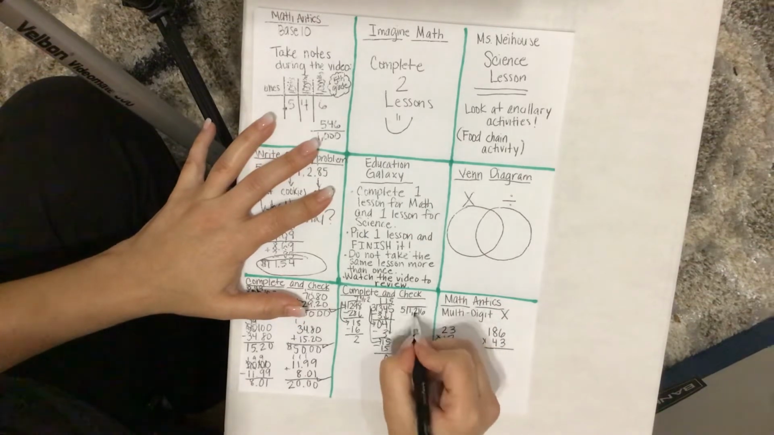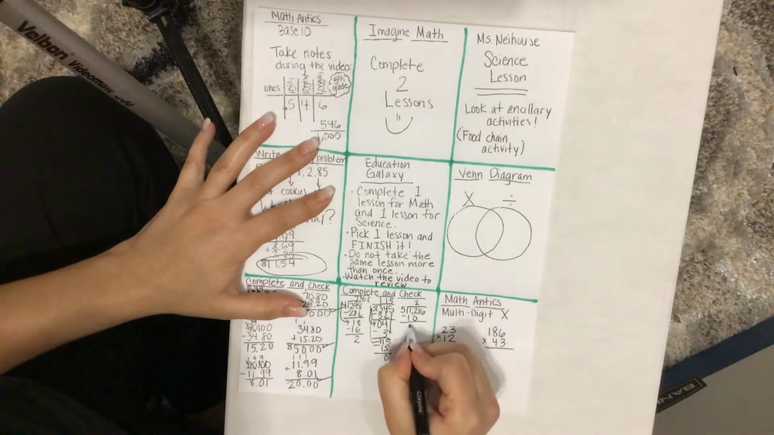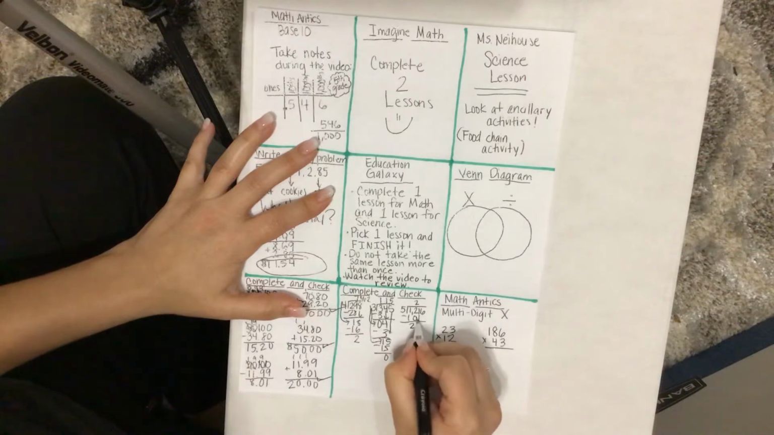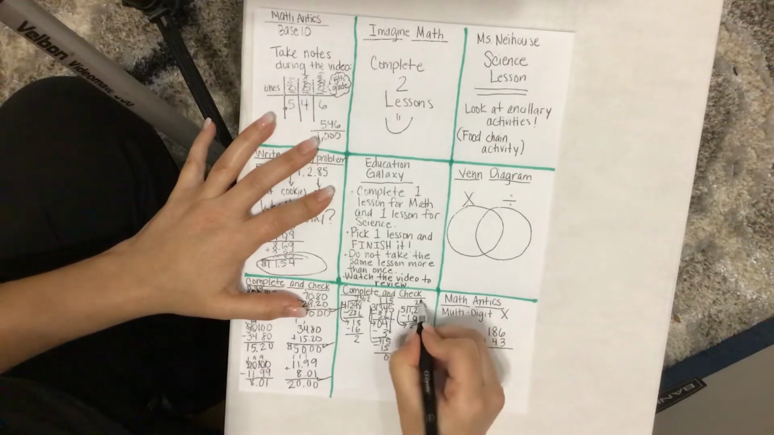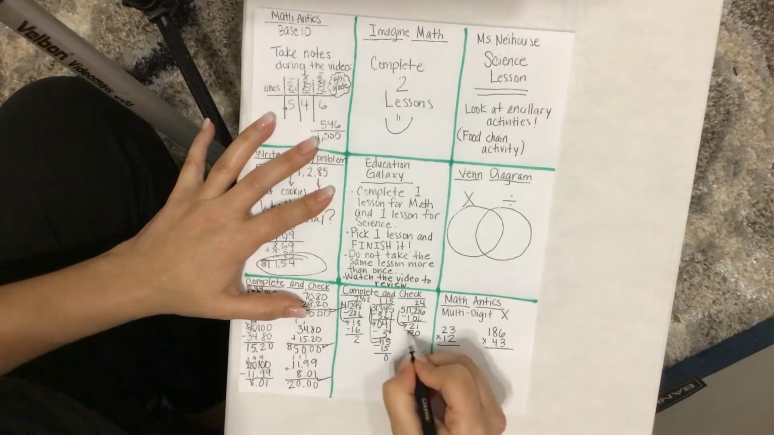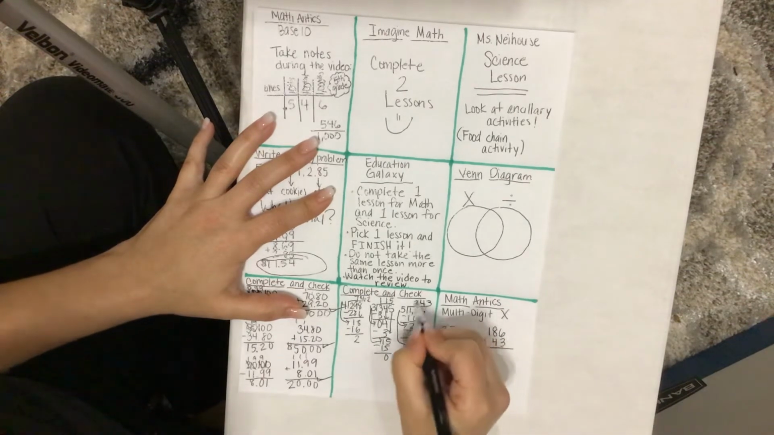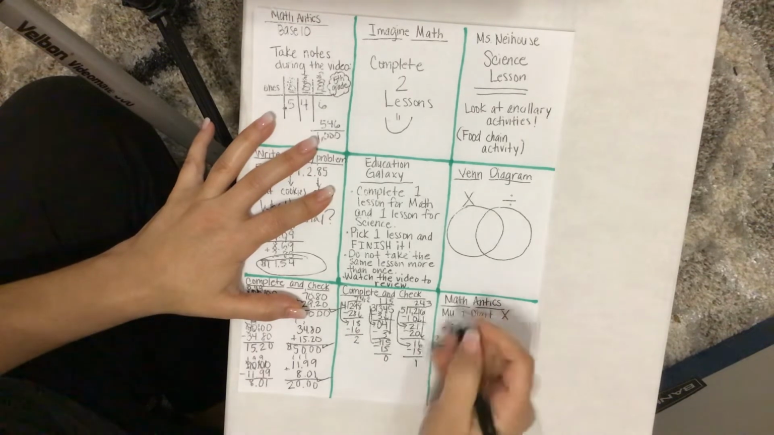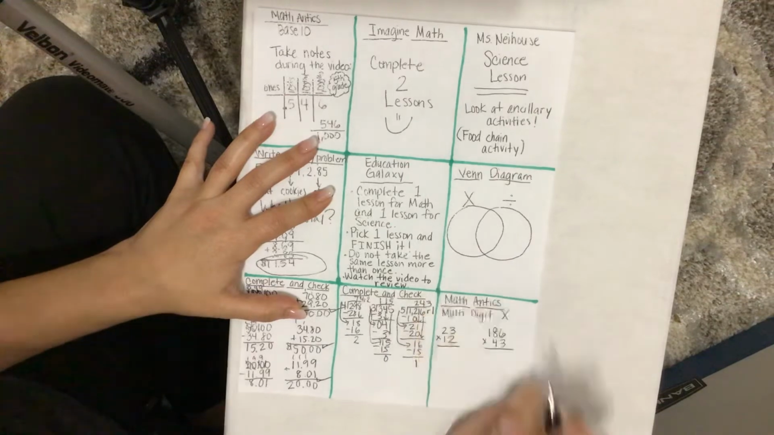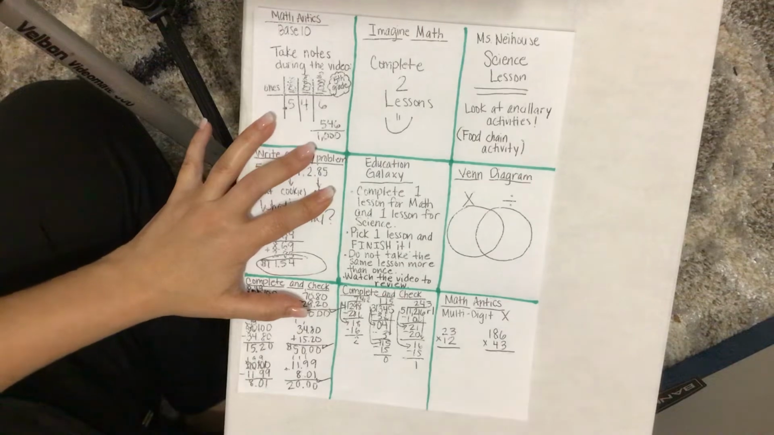The next one, 1,216 divided by 5. 5 goes into 12, 2 times. 5 times 2, 10. 12 minus 10, 2. Bring down the next number, 21. Repeat. 5 goes into 21, 4 times. 5 times 4, 20. 21 minus 20. Bring down the 6. Repeat. 5 goes into 16, 3 times. 5 times 3, 15. 16 minus 15, 1. Once you get that 1, there's nothing you can do. It becomes your remainder. 243, remainder 1.